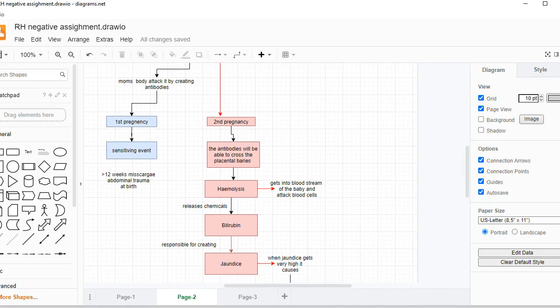So when we come to the second pregnancy, the antibodies will be able to cross the placenta, causing hemolysis, which releases chemicals. The hemolysis gets into the bloodstream of the baby and attacks blood cells. That released chemical is bilirubin, which is responsible for creating jaundice.